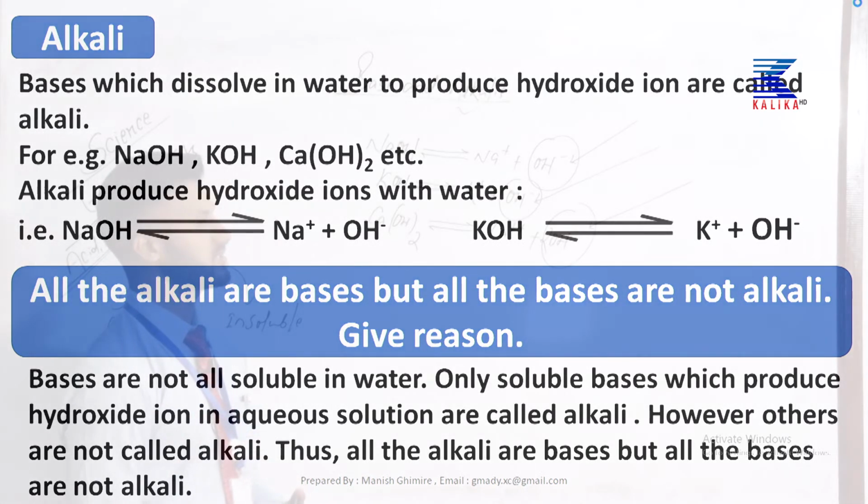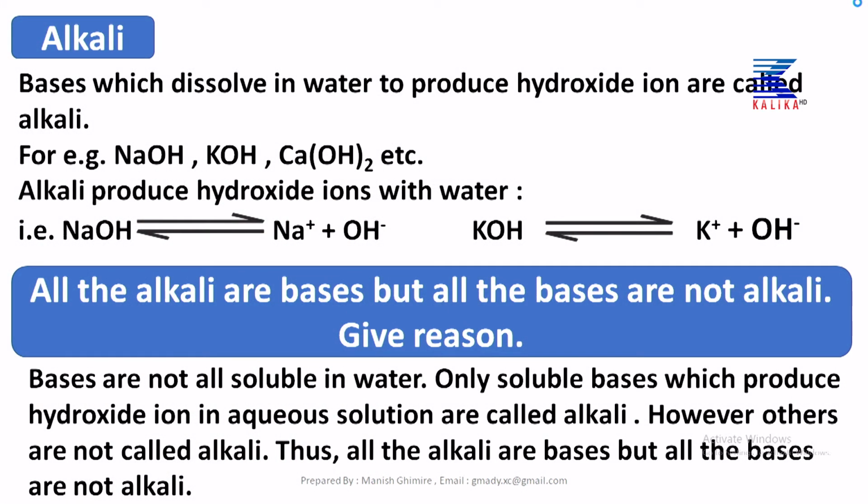And there is a highlighted sentence, you can see: all the alkali are bases, but all the bases are not alkali. The same thing I explained just before, one more time. Bases are not all soluble in water. Only soluble bases which produce hydroxide ion in aqueous solution are called alkali. Rest of the others, which are not dissolved in water, are not called alkali. Thus, all the alkalis are bases, but all the bases are not alkali. It's like all the men are people, but all the people are not men, of course, right? The same manner it works. Anyway, next screen.